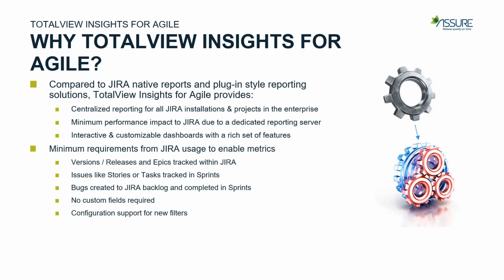About Jira usage, you may say, okay, we have 200 different projects and they have 200 different ways of using Jira. We really require only a minimal set of activities to be able to calculate the metrics within our tool. We expect the versions or releases, which is an interchangeable term in Jira. So versions and releases and/or epics should be tracked within Jira. This means you just create the release there and add your issues into a release. And whenever you go forwards, you just put your stories, tasks, or bugs into sprints.